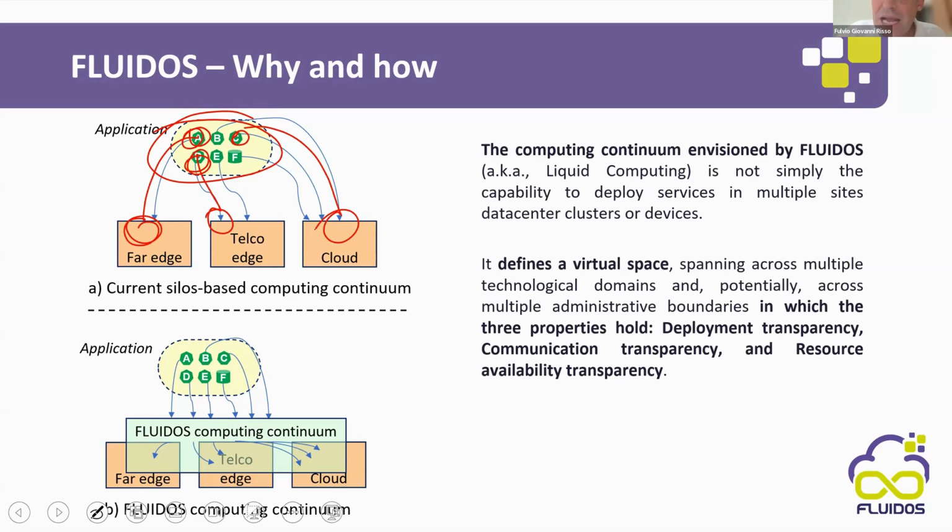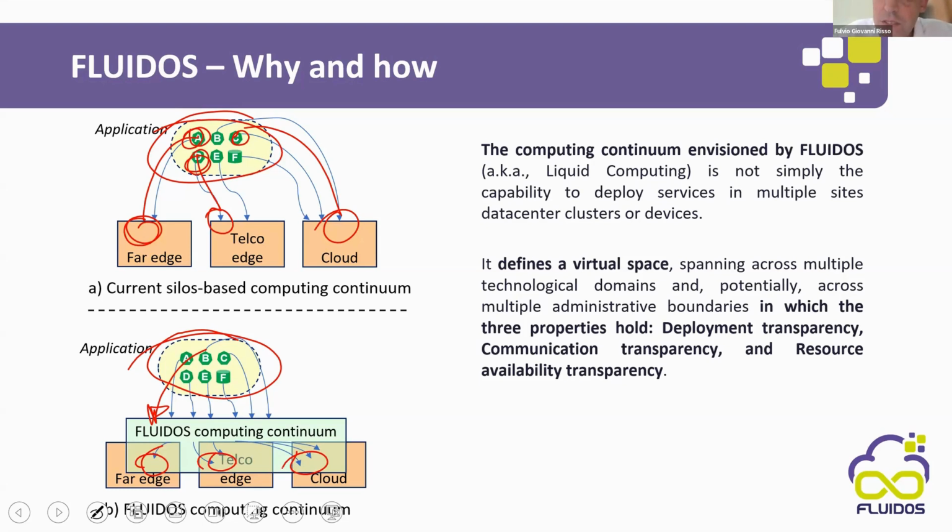So create a transparent cloud continuum, so that you have your application made by multiple components. You deploy the application in the computing continuum created by FLUIDOS, and FLUIDOS decides where each component has to go. You don't have to tell FLUIDOS where it has to go. It's FLUIDOS that decides based on some intent that you can specify. So, of course, you can influence FLUIDOS, but in the end, it's FLUIDOS that decides.